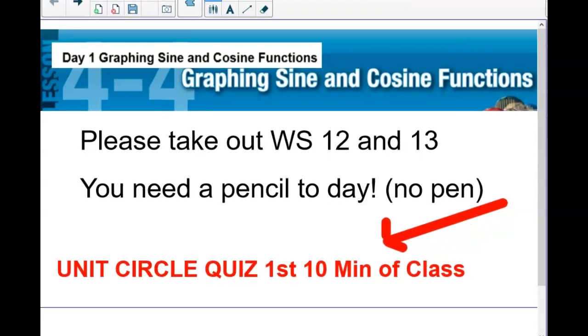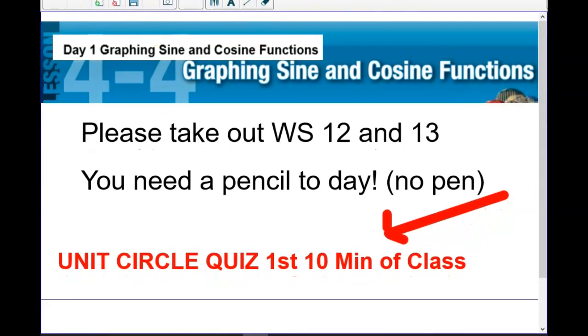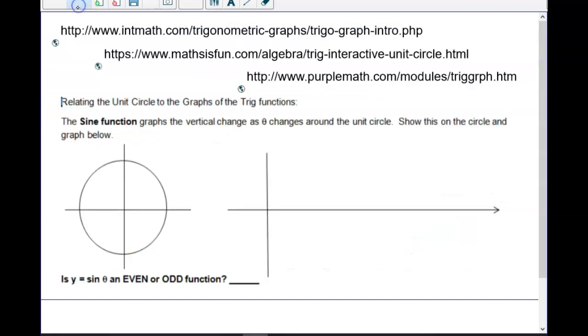So did everybody grab a pencil for this today, so that if you make a mistake, you can not scribble all over your notes? There's some up here if you need one, okay?